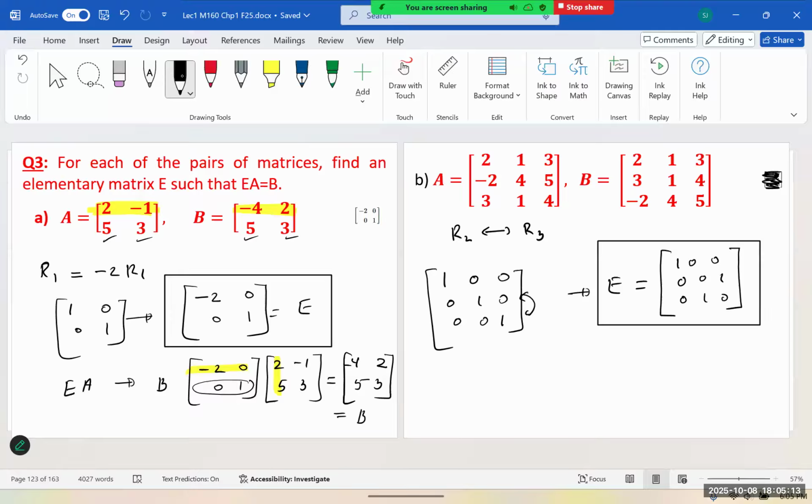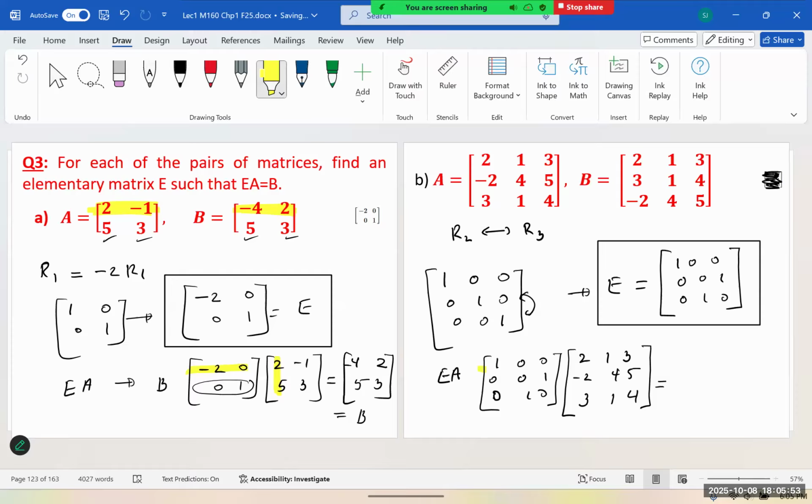I have a question. Brendan, go ahead. So, you're saying this E times this A equals that B? Exactly. So E times A is supposed to give you B. So you have 1, 0, 0, 0, 0, 1, 0, 1, 0. If you try multiplying that with your 2, 1, 3, negative 2, 4, 5, 3, 1, 4, it will definitely get you the B matrix. And you can try that actually, real quick.